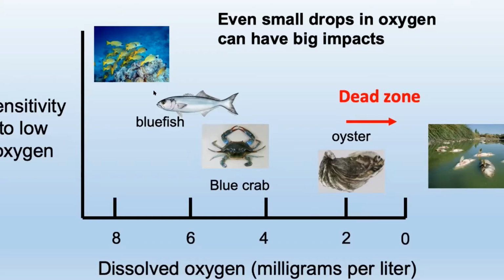But many more organisms are like bluefish that are sensitive to oxygen even when it drops just a couple milligrams per liter. So the main message here is that even small drops in oxygen, because water can hold so little oxygen to begin with, have big consequences for the organisms that are living there. You don't have to get down to dead zone levels before you have big impacts on the environment.